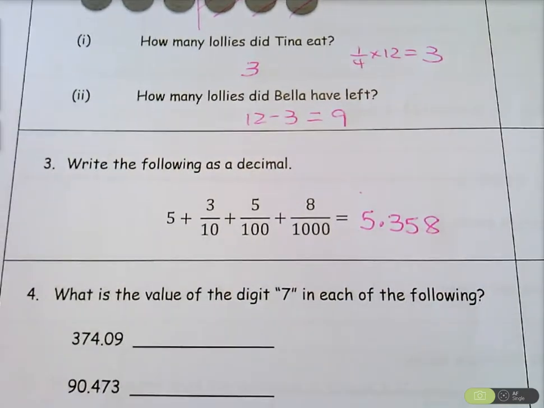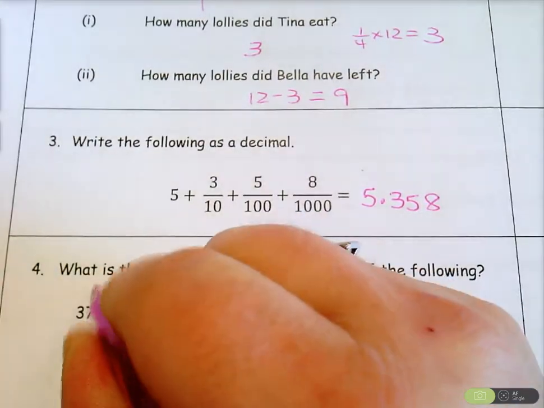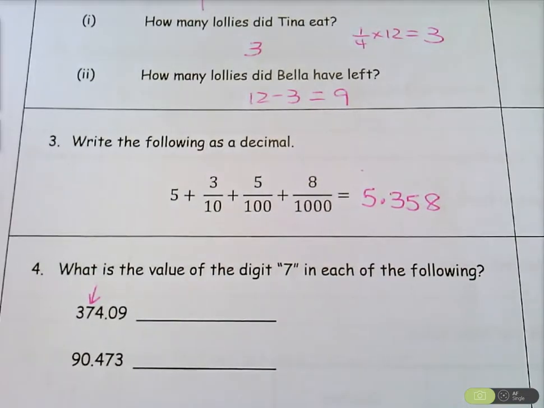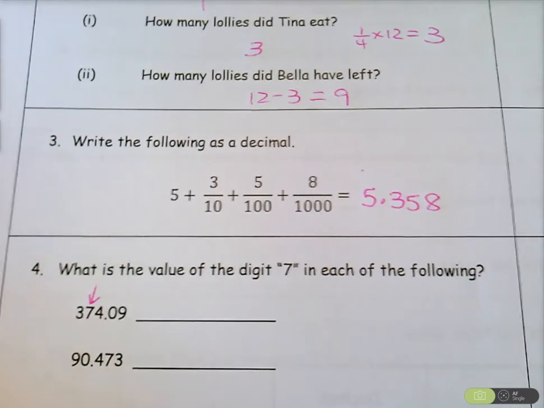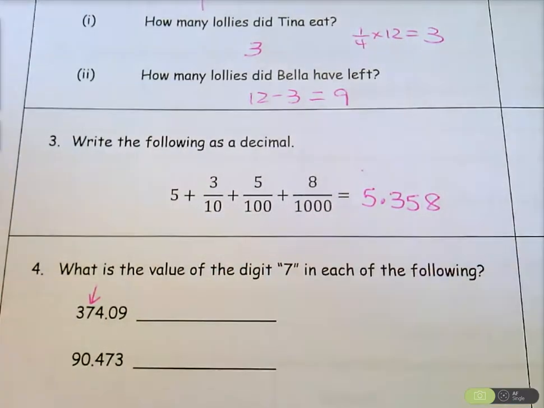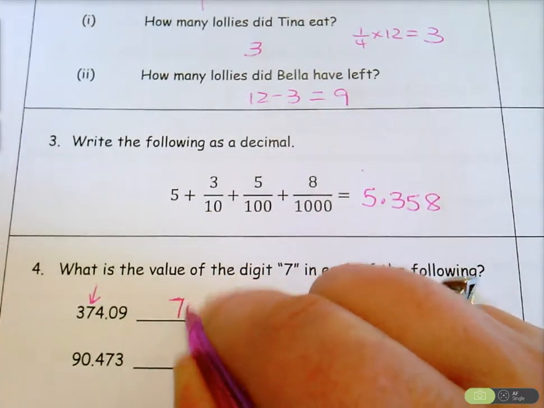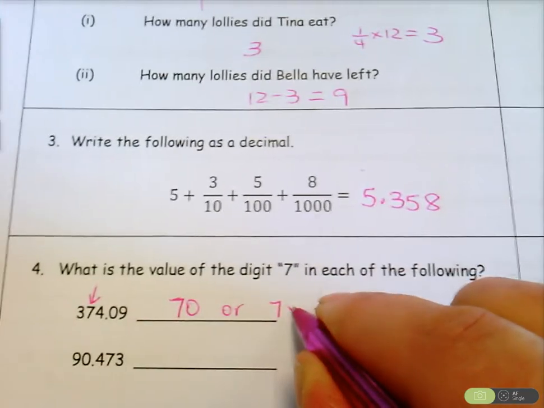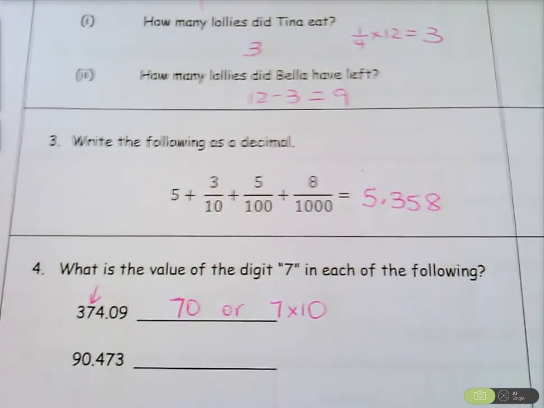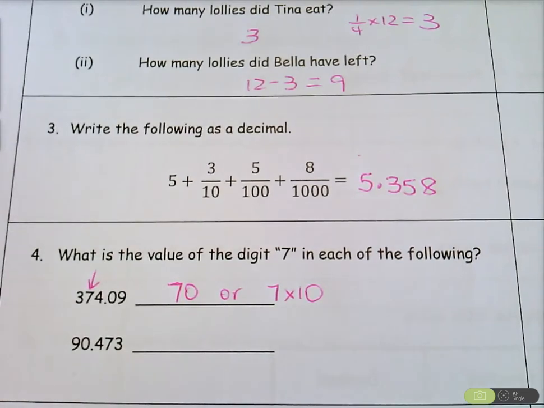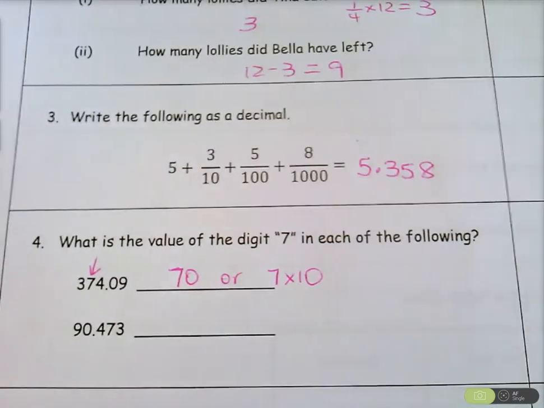What is the value of the digit 7 in each of the following? That 7 is in 374. What is that 7? It's worth 70. So the value of it is 70. Or you could say 7 lots of tens, 7 times 10. Does that make sense? It's in the tens column. You say it: 374, the 7 is worth 70.